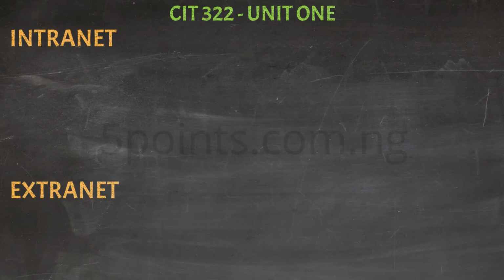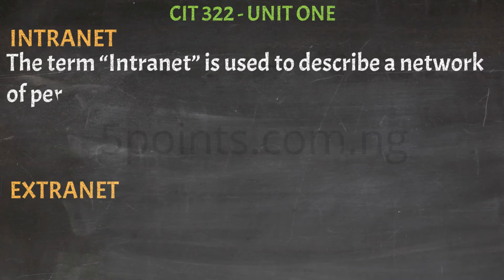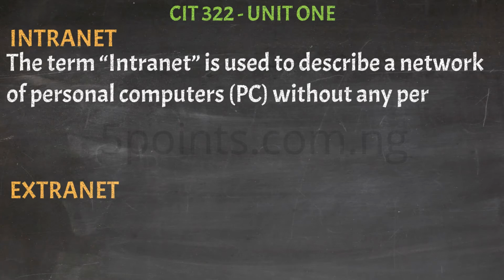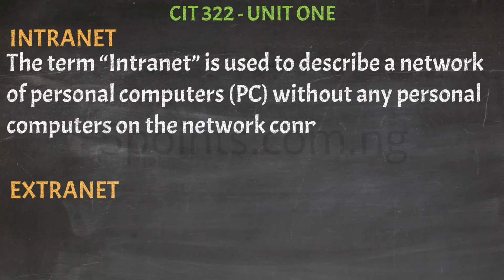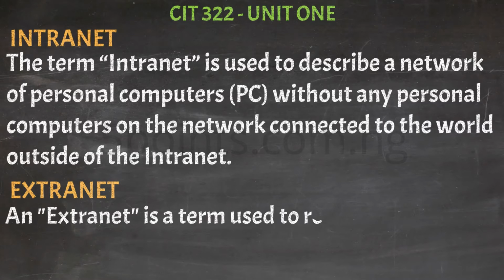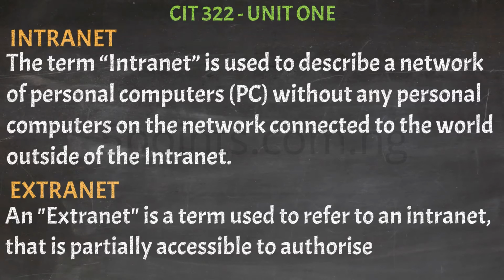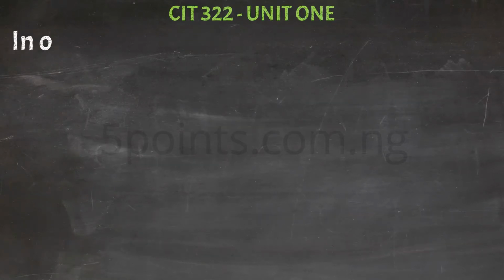Now, let's discuss the meaning of, or differences between, intranet and extranet. The term intranet is used to describe a network of personal computers, PC, without any personal computers on the network connected to the world outside of the intranet. While an extranet is a term used to refer to an intranet that is partially accessible to authorized outsiders.